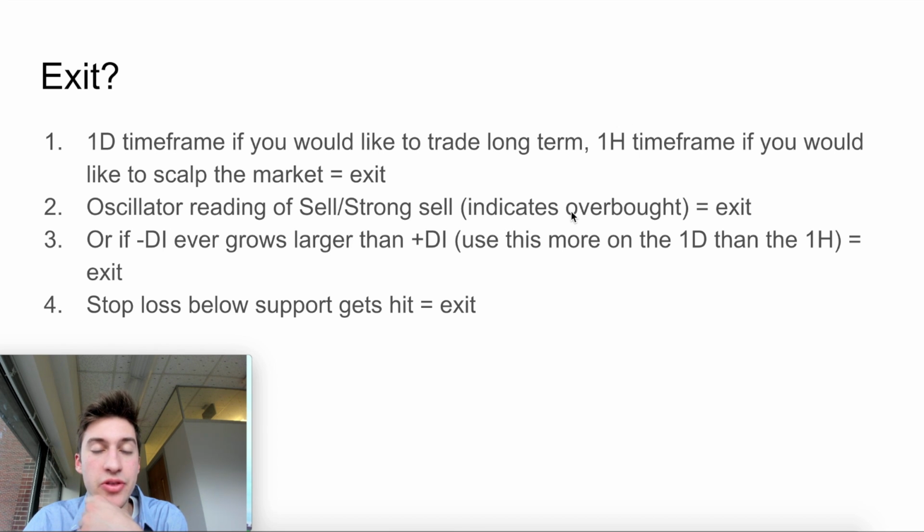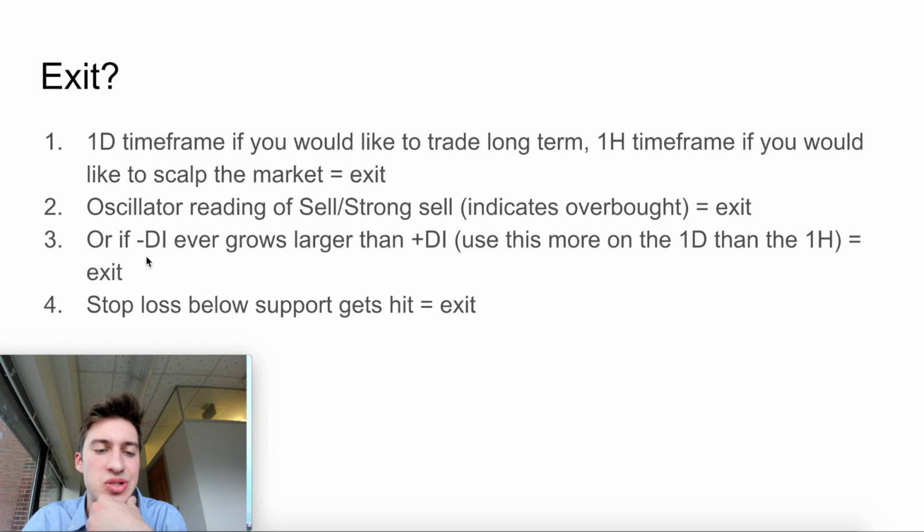This is going to indicate that the trend is overbought across multiple oscillators. And if multiple oscillators are overbought, typically that's a pretty bad sign for the trend to move higher. So that's a possible exit, sell immediately, or put a limit order slightly above price to try to get out of that trade.